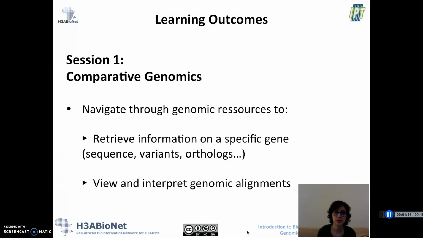So here are the bullet points for your learning objectives for today's session. We will navigate through mainly one of the genomic resources that are available today, and you will be trying to focus on a specific gene in order to retrieve different kinds of information, the sequence, for example, the variants that are annotated for that gene, try to retrieve orthologs, information on sequence conservation also, etc. And we will also be viewing and interpreting genomic alignments.